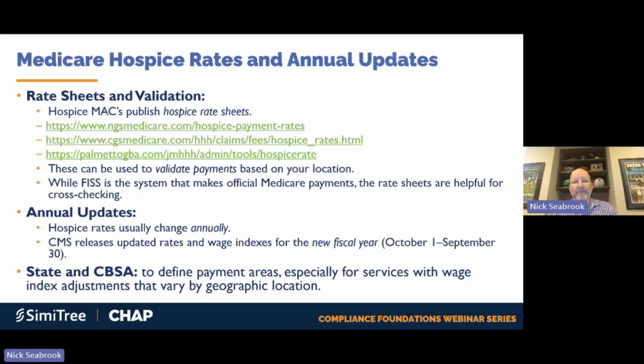One slight difference from a fiscal year standpoint. So home health follows the same calendar year as their fiscal year is. So basically, the new rates become effective January 1st of every year. So it goes from January to December. Hospice is a little bit different. So we're coming up actually here on a new fiscal year for hospice. Hospice goes from an October 1st to September 30th fiscal year. So we'll have new rates in place.